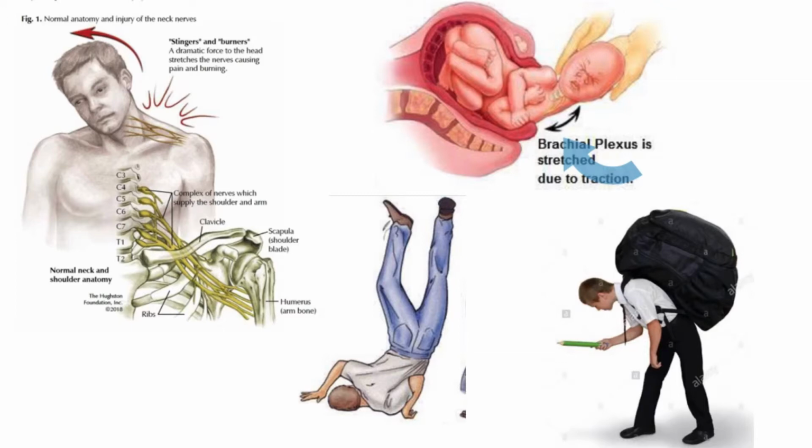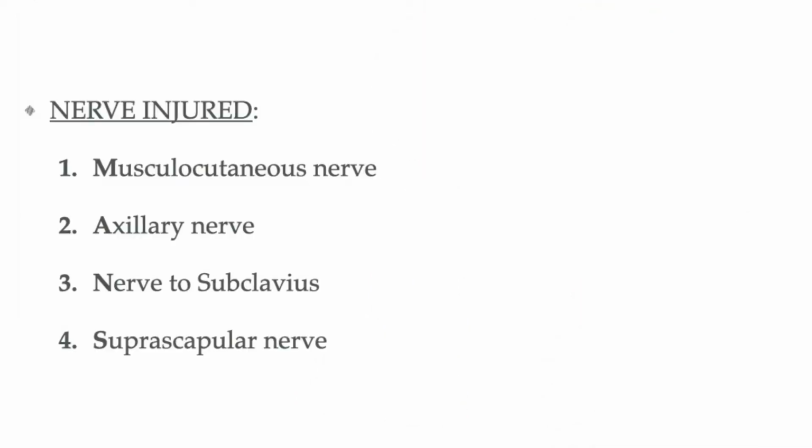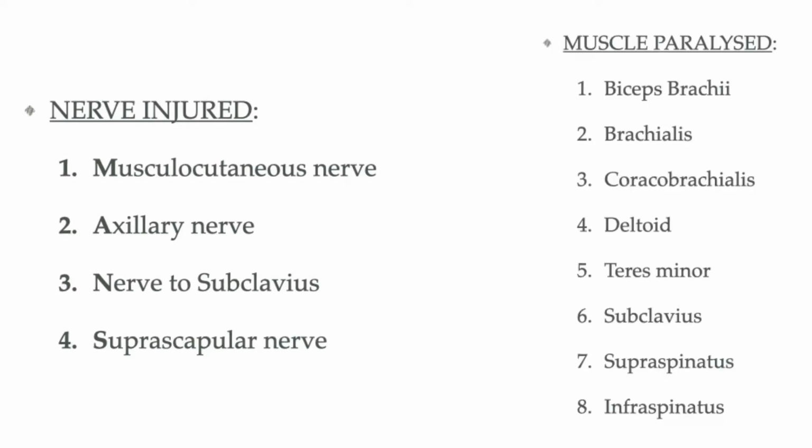Now, whenever hyperextension of the neck occurs, that is, increase in the angle between neck and the shoulder occurs, we need to remember which are the nerves which are affected. The nerves which are affected in this condition, Erb's Duchenne paralysis, are musculocutaneous nerve, axillary nerve, nerve to subclavius, and suprascapular nerve. And the muscles which get paralyzed are biceps brachii, brachialis, coracobrachialis. These three muscles are paralyzed because they are innervated by musculocutaneous nerve.